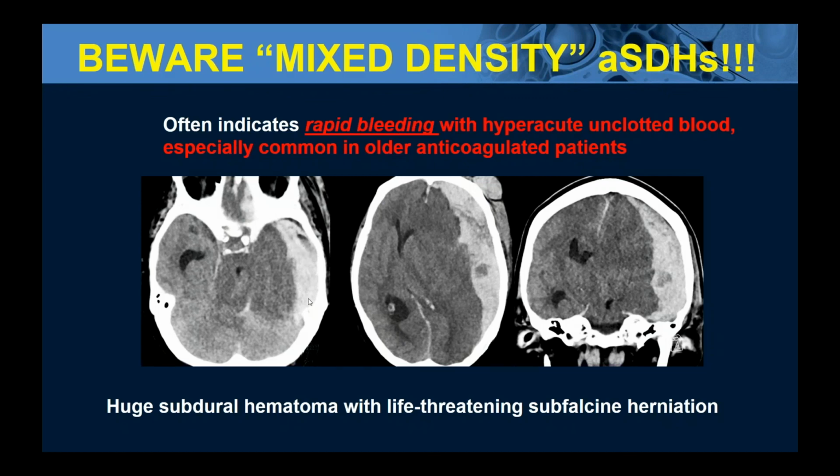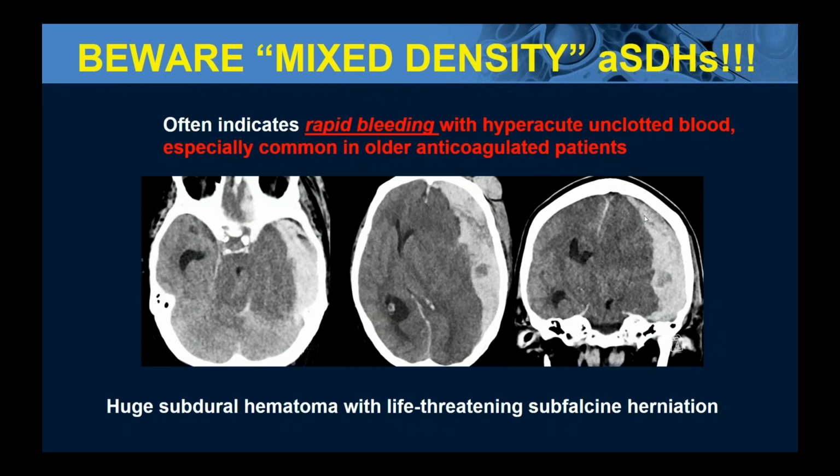And here we see a huge subdural hematoma, with areas where it looks low density and high density and kind of in between. And look at the displacement of the lateral ventricles across the midline. This is what we call herniations. And this patient did not survive this, in fact, expired shortly after the scan. So this is a huge subdural hematoma with basically a life-threatening subfalcine herniation.